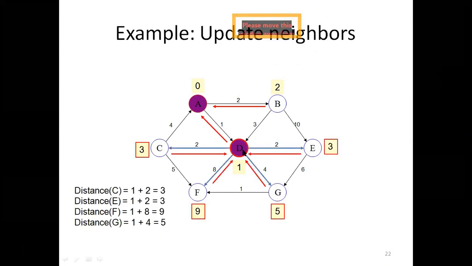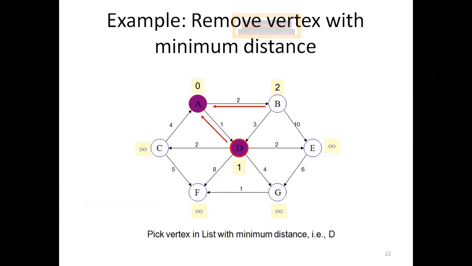Now check here. From vertex D, what are the directed edges? D to C, there is an edge. D to F, there is another edge. D to G, another edge. D to E, another edge. So we have four edges from D to other vertices, to the vertices C, F, G and E.